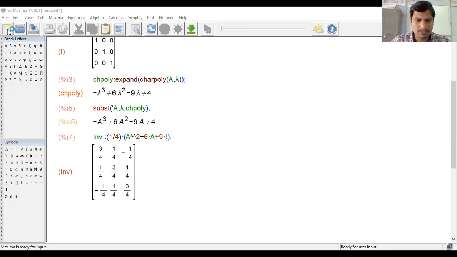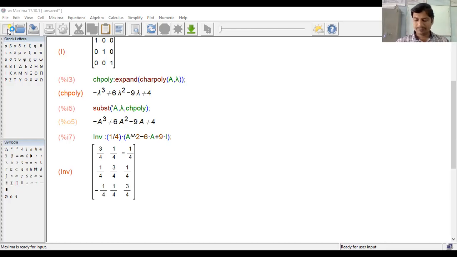You take capital A, not a small a. Okay, A comma lambda. Characteristic polynomial of expand, then characteristic polynomial CHAR. Okay, you write here CHAR. Characteristic polynomial of A comma lambda, then a semicolon, then shift enter. See here, that is minus lambda cube plus 18 lambda square minus 81 lambda plus 108. This is your characteristic polynomial.